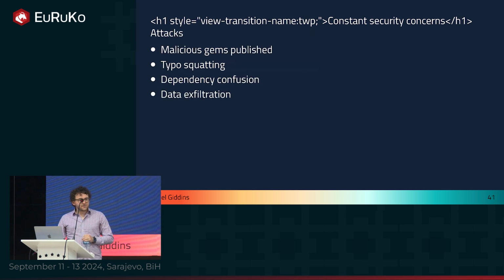And then there's the security attacks that we deal with. Things like people publishing malicious gems, people typo squatting. It turns out if you prefix a gem name with active or action, people will trust it. Dependency confusion, as we mentioned, and data exfiltration. Things like trying to send all of your environment variables to pastebin. What's old is new again, it turns out.